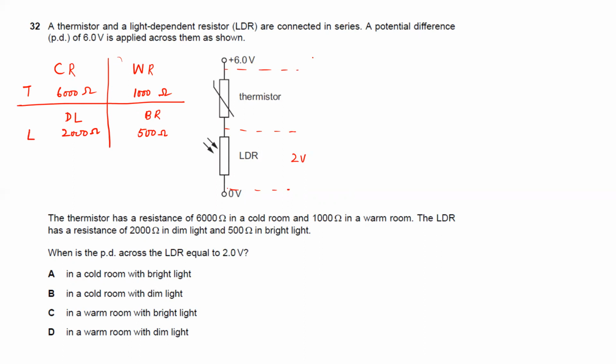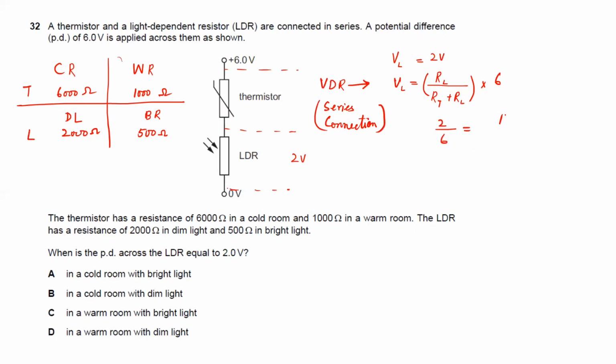The voltage across the LDR, VL, equals 2 volts, and this can be calculated as the resistance of the LDR divided by the resistance of the thermistor plus the resistance of the LDR, multiplied by the overall voltage, that is 6. We are using the voltage divider rule, because of the series connection we have. So 2 divided by 6 equals RL divided by RT plus RL. So this is 1 by 3.